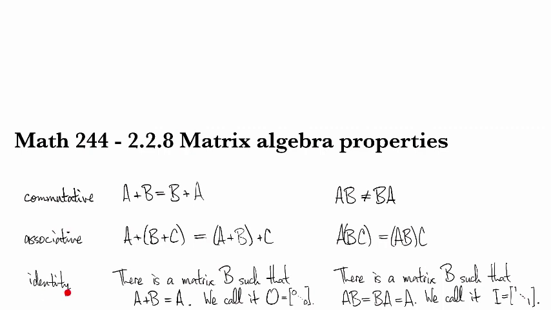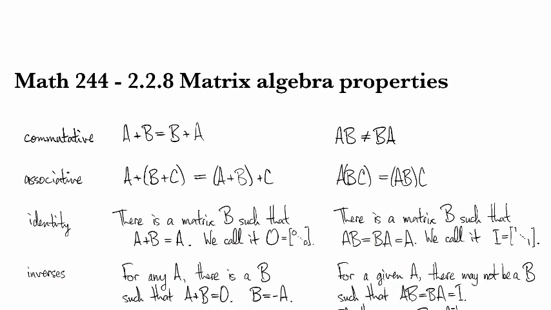We also have the identity property. There is a matrix B such that when you add it to anything else, nothing happens. This is the additive identity, which we call 0, and it's the zero matrix. It's the matrix of all zeros. There's also a multiplicative identity. There's a matrix B such that when you multiply it against anything else on either side, nothing happens. We call it the identity matrix, and it's this one that looks like ones down the diagonal and then zeros everywhere else in the matrix.